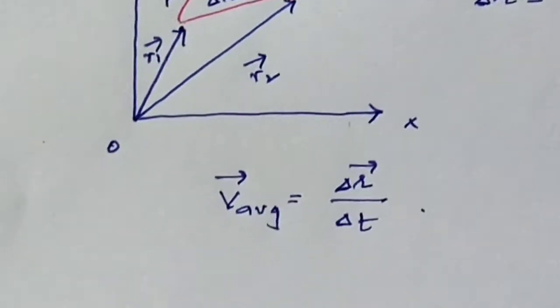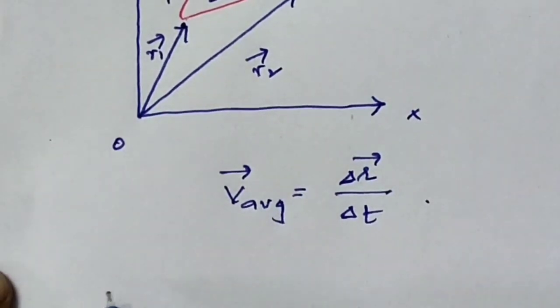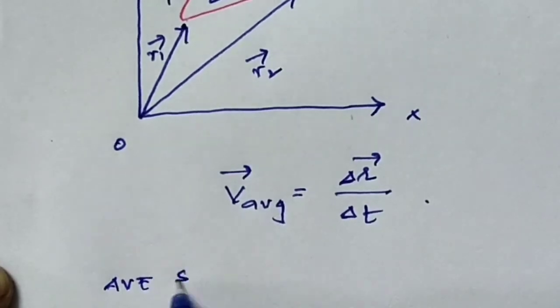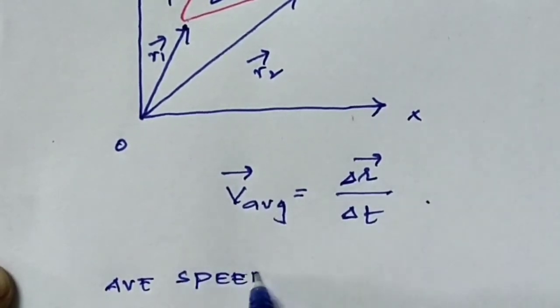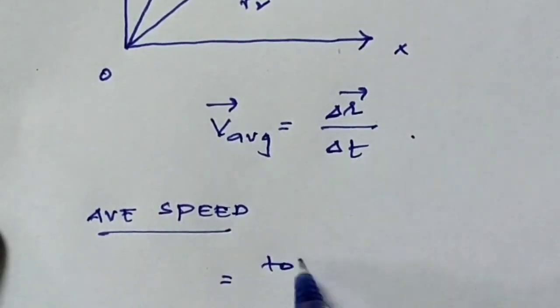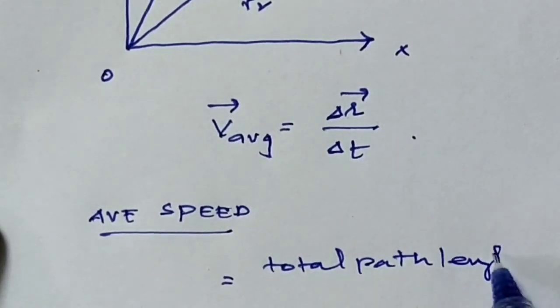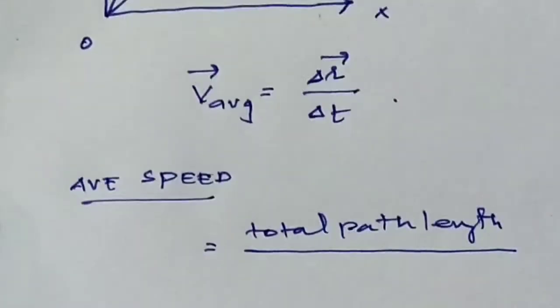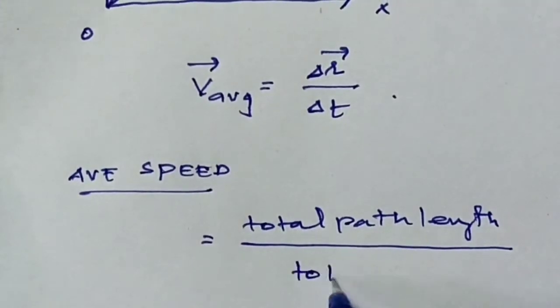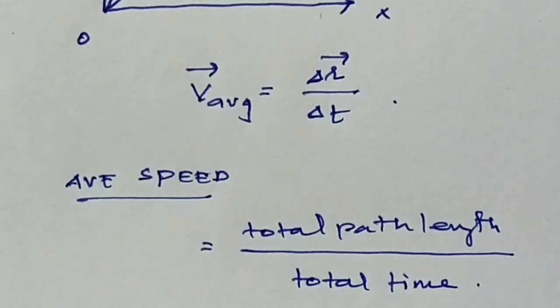Now moving to the average speed. Average speed means the ratio of the total path length traveled by the particle in a time interval to the total time. So that is called the average speed.